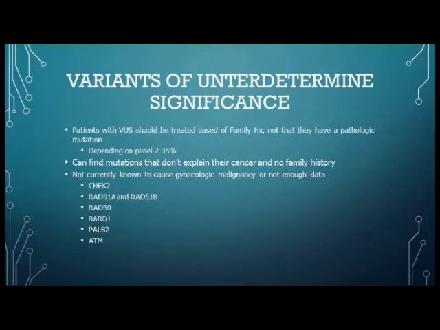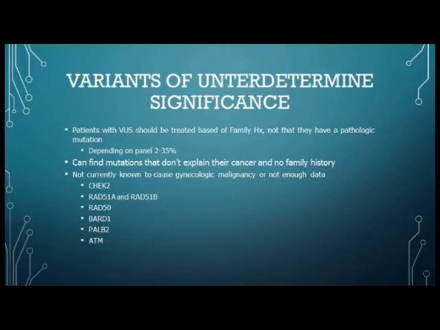You can get what's called a variant of undetermined significance. So we found a mutation in a gene, but we don't know that that gene causes cancer, and we don't really know what that gene does. That can be 2 to up to 35%, depending on the study, of getting a variant of undetermined significance on a test result. So the general guideline is that they should be treated on family history alone and not treated as though they have any kind of mutation at all.